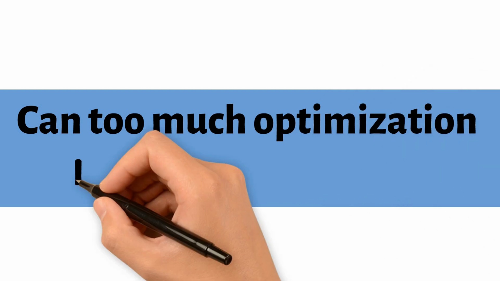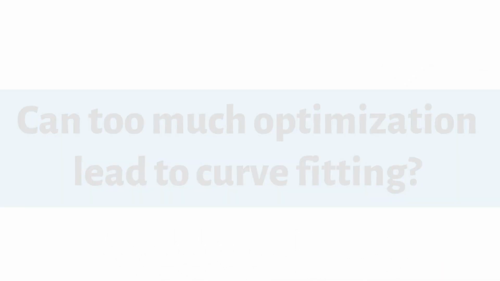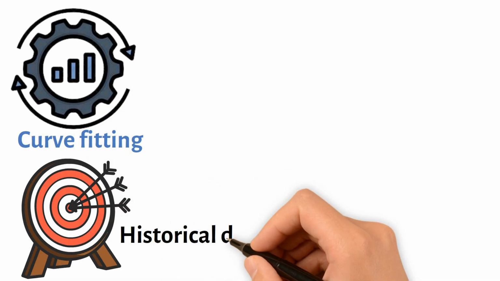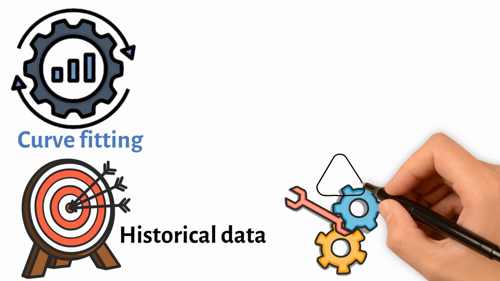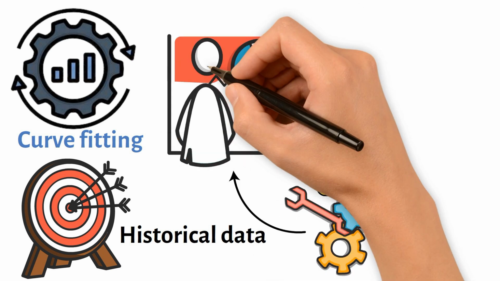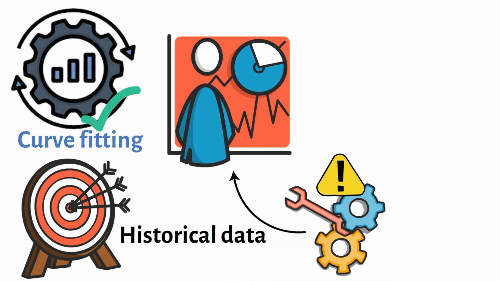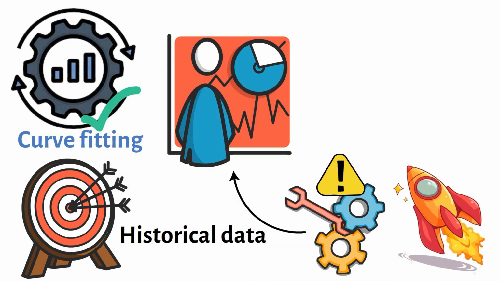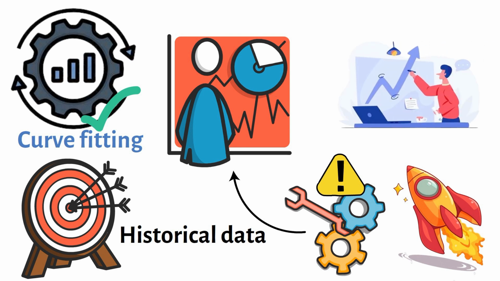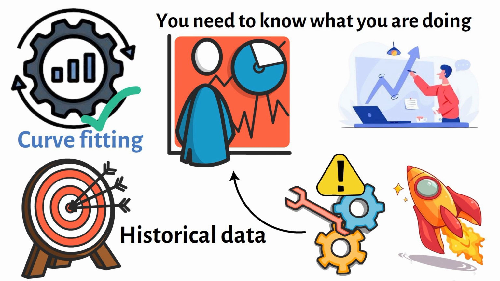Can too much optimization lead to curve fitting? Yes, excessive optimization can lead to curve fitting. The strategy becomes too specific to the historical data, losing its ability to generalize and adapt to new market environments. That said, strategy optimization is important because you get a grasp of the robustness of your parameter setting. Thus, optimization is a part of backtesting, but you need to know what you're doing.